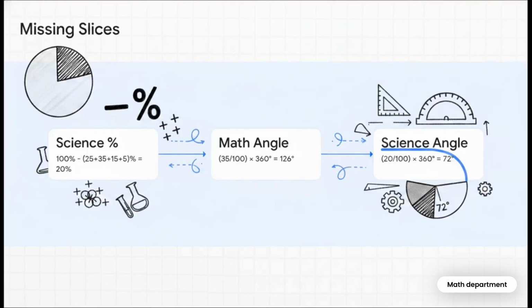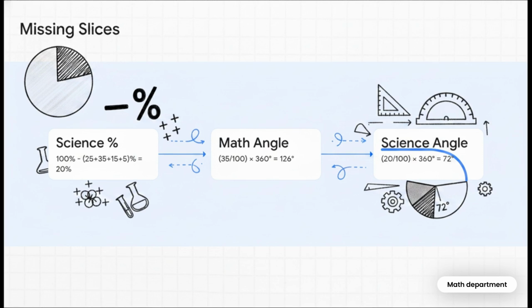So let's write out the logic to find it. Step 1. To find the missing science percentage, we take our total, 100%, and subtract the sum of all the subjects we do know. 25 plus 35 plus 15 plus 5 equals 80. 100 minus 80 means science simply must be 20%.